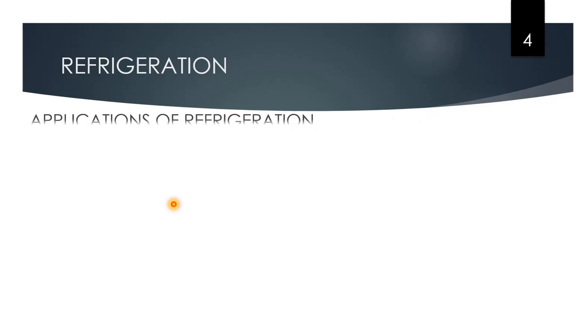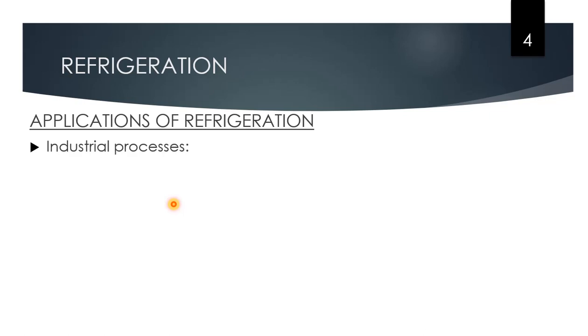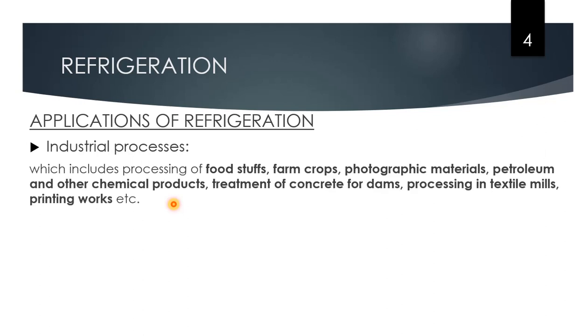Okay, so applications. What are the applications of refrigeration systems? Mainly the first application is industrial applications, and there are also household applications. The industrial processes include processing of foodstuffs, hot food products, farm crops, photographic materials, petroleum and other chemical products, treatment of concrete of dams, processing in textile mills, printing works, etc. So these are the industrial applications of refrigerating systems.